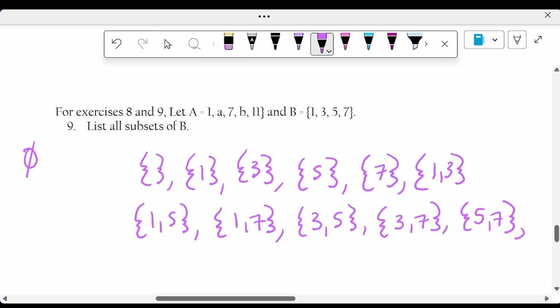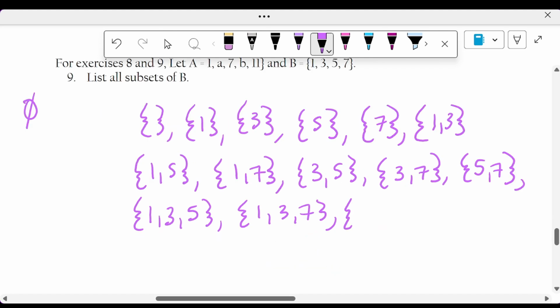Then we do three numbers, so 1, 3, and 5, 1, 3, and 7, 1, 5, 7, and 3, 5, 7. Then you never want to forget the subset with all of the elements in the set.